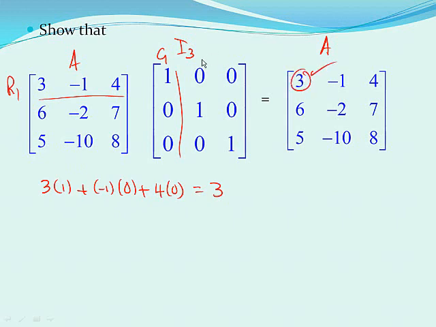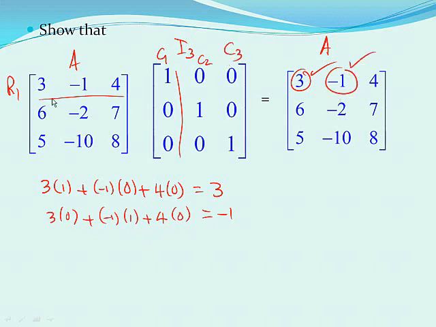That is verified. Go to column 2. 3 times 0 plus negative 1 times 1 plus 4 times 0. So that calculates to be negative 1. Column 3. 3 times 0, negative 1 times 0 plus 4 times 1. So that verifies 4. Now we need to take row 2 and multiply with each of the columns, getting the second row of the product. Row 3 and multiply with each of the columns to get the third row of the product. So we can verify this.